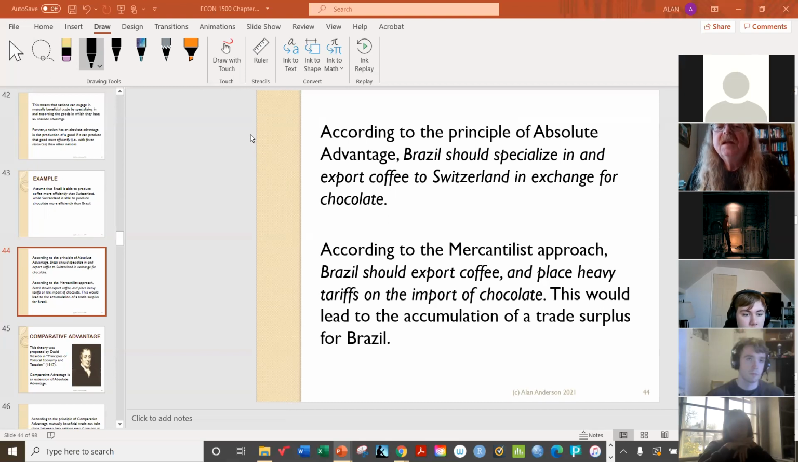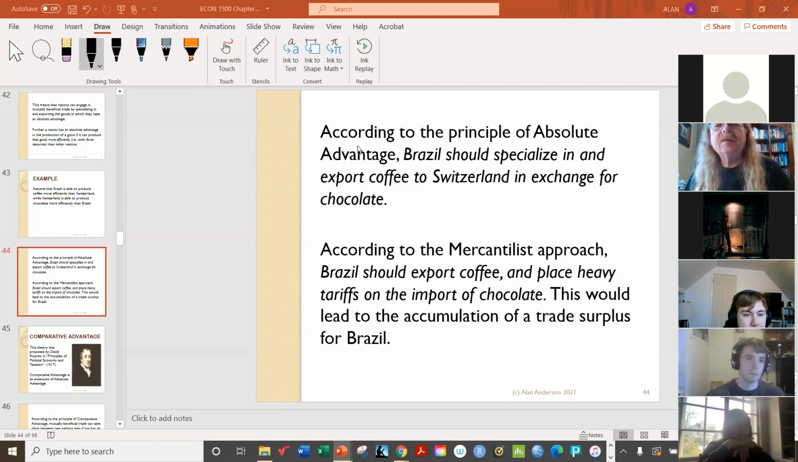Brazil should just focus on the coffee, let Switzerland make the chocolate. Brazil will trade their surplus coffee to Switzerland in exchange for chocolate. And that way consumers in both countries can have more of both products and everybody is happy. That's how it should work, according to Adam Smith.